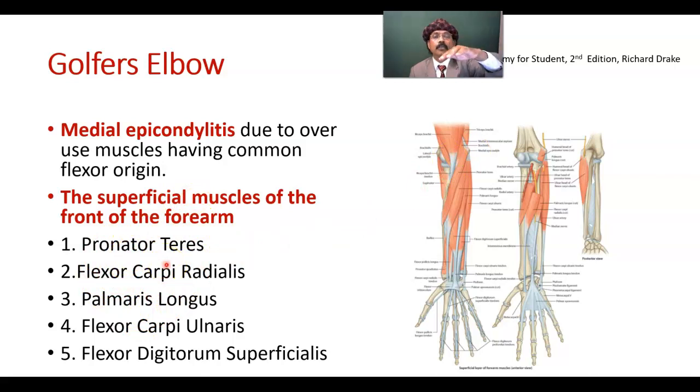So pronation, flexion: flexor carpi radialis, palmaris longus, all flex the wrist joint, and also partly the elbow joint. So that will lead to golfer's elbow, typically seen in golfers.